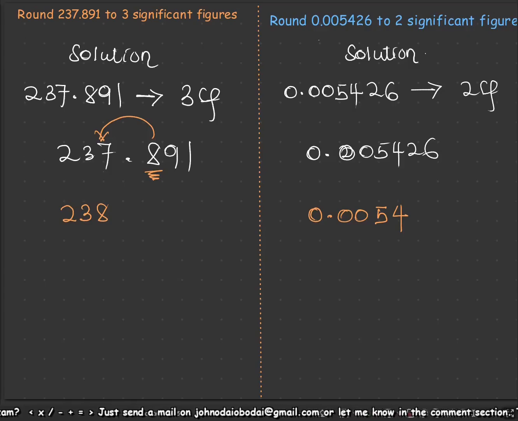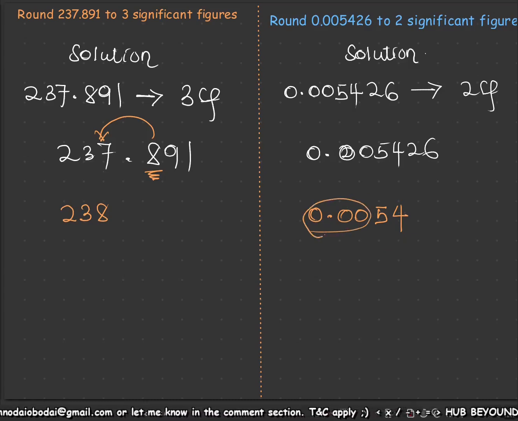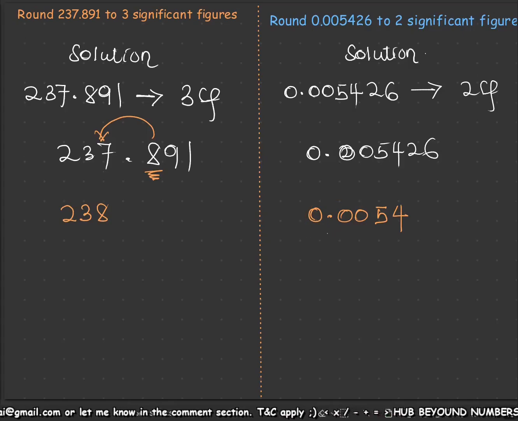And hence, 0.005426 to 2 significant figures is 0.0054. All these zeros are not significant, but they cannot be omitted.